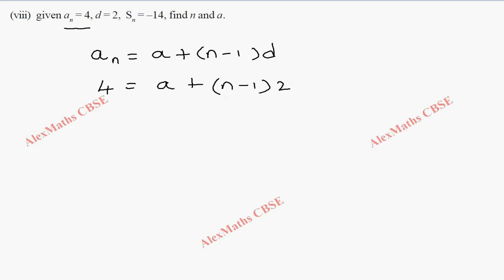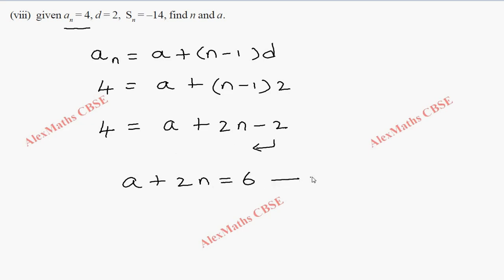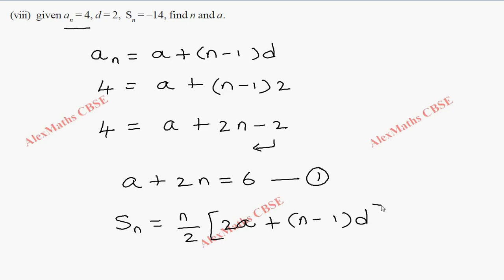Now from this, we are going to form an equation, that is 4 equal to a plus, when I multiply 2 inside, it is 2n minus 2. Minus 2 is taken to the other side. So a plus 2n equal to 4 plus 2, which is 6. We keep this as the first equation. Now we have to write the Sn formula. Sn is equal to n by 2 into (2a plus (n minus 1) into d).